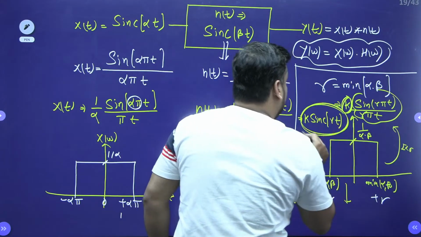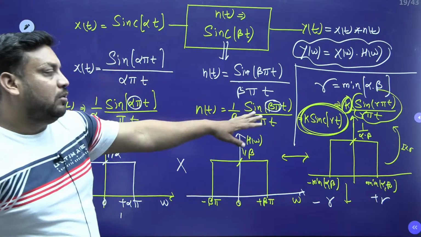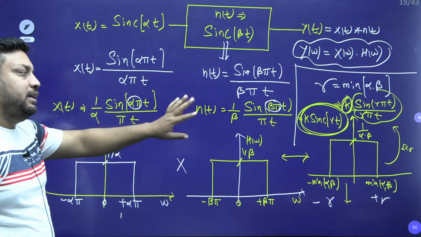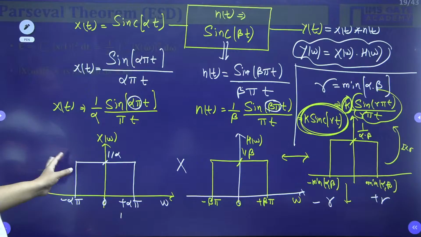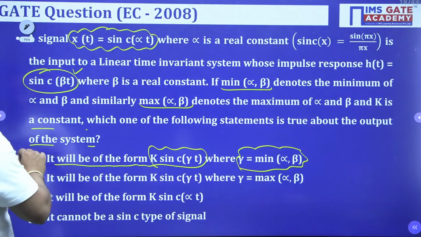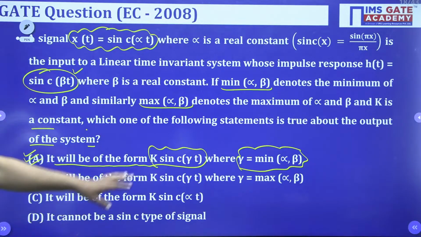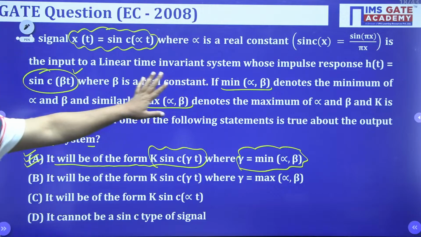So that is why this is nothing but my output, where whatever the constant 1 upon alpha into beta or into gamma, it will be considered as k only. So the correct answer is option A. It is a very good conceptual question, bachcho. If you have a strong concept, then only you can solve such a question.